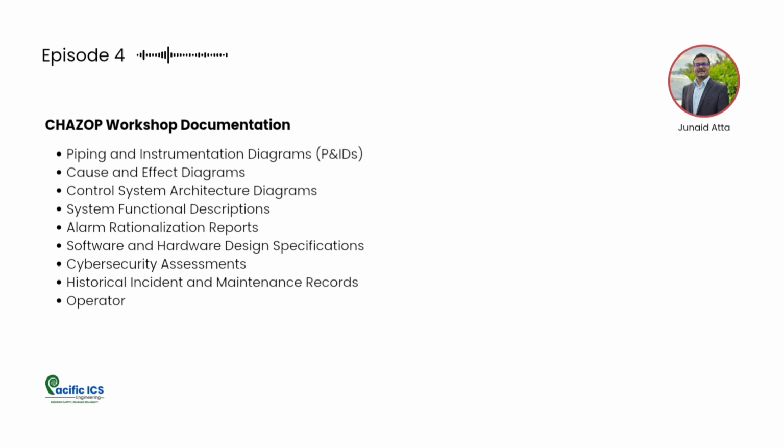So the key documents required for the CHAZOP are P&IDs, cause and effects, control system architecture, system functional description, alarm rationalization reports, and software and hardware design specifications, which is very, very important. Then cybersecurity assessments, if done, and any historical incidents and maintenance records if we are doing brownfield projects. Also, we need operator feedback and known control issues.